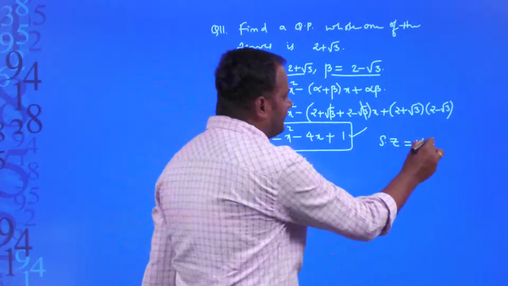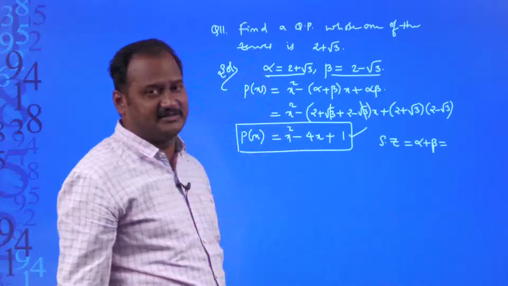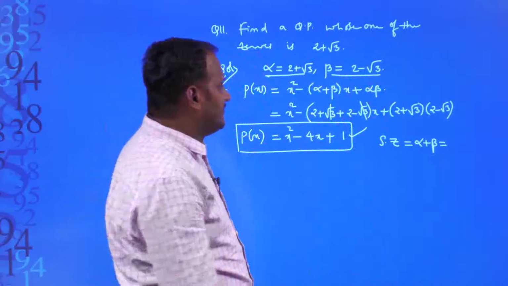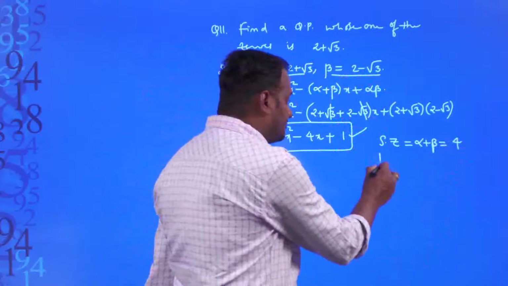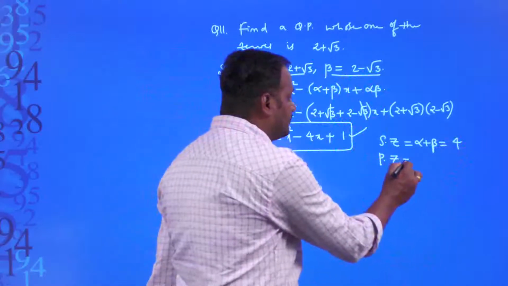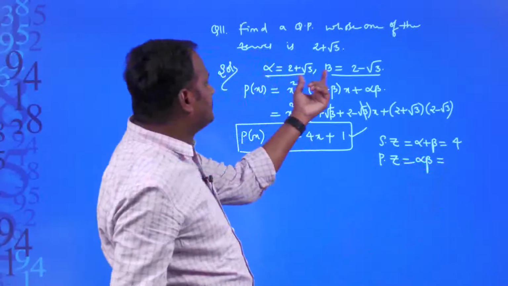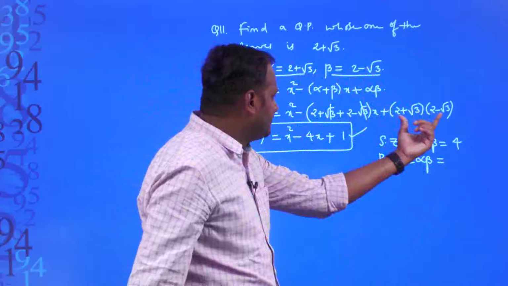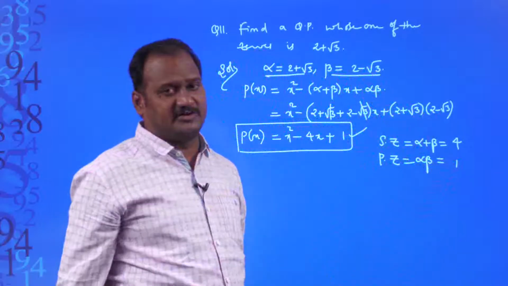If I add both of them, I will get sum of zeros is equal to 2 plus root 3 plus 2 minus root 3. Plus root 3 minus root 3 cancel, 2 plus 2 is equal to 4. And what is product of zeros? So product of zeros is going to be alpha into beta. Alpha into beta is 2 plus root 3 into 2 minus root 3, which is equal to 1. So this is sum of zeros and product of zeros.